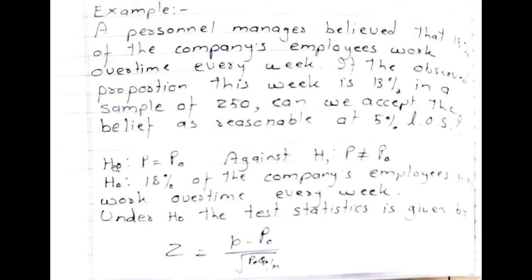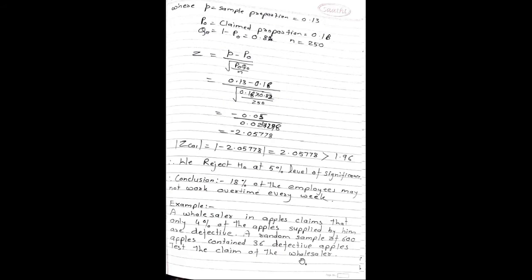So H0 in notation can be written as P equal to P0 against H1: P not equal to P0. H0 in words can be stated as: 18% of the company's employees work overtime every week. Under H0, the test statistic is given by Z is equal to P minus P0 upon square root of P0 Q0 upon N, where P is nothing but the sample proportion, which is equal to 13%, that is 0.13.